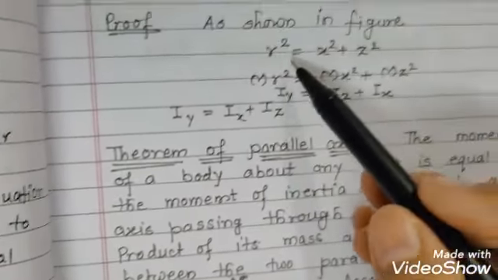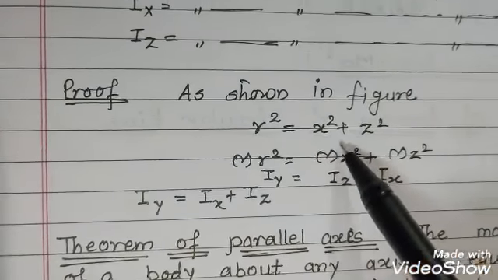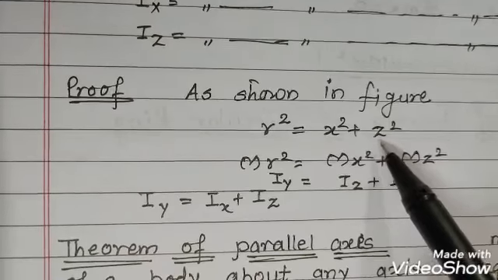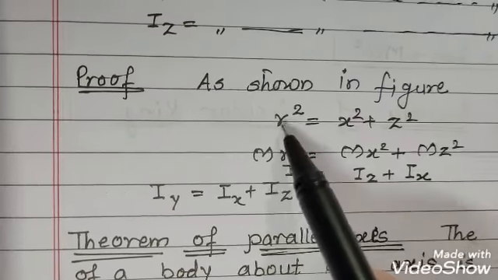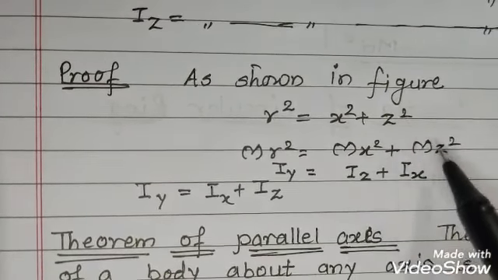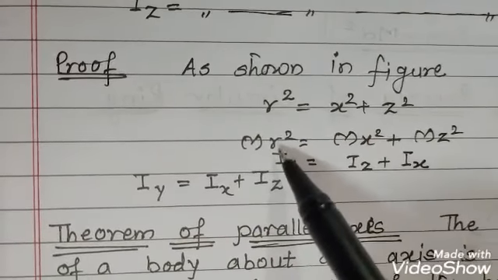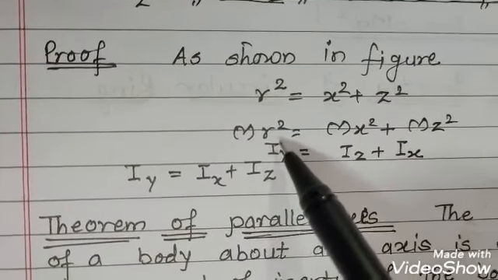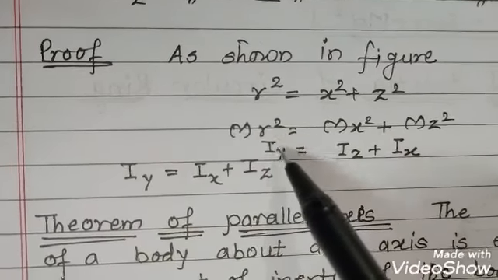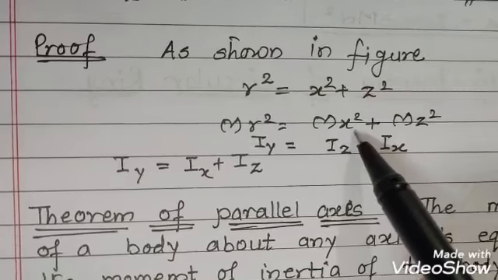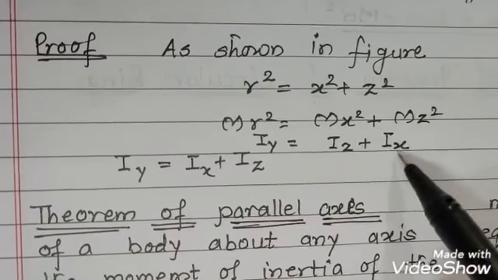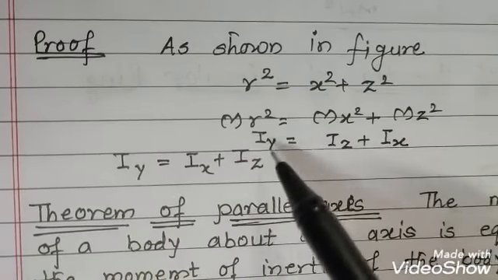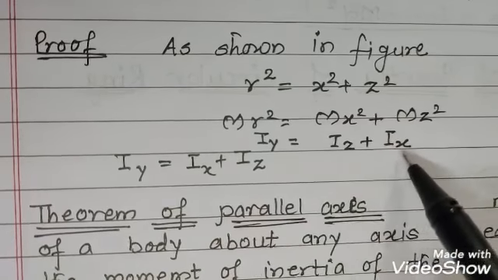In the same way, we have written the formula here: r square is equal to x square plus z square. Now we multiply mass m in this equation, so it will be mr square, mx square and mz square. Already we have explained that mr square is the moment of inertia about the y-axis, mx square is the moment of inertia about the z-axis, and mz square is the moment of inertia about the x-axis. Now it is proven that Iy is equal to Iz plus Ix.